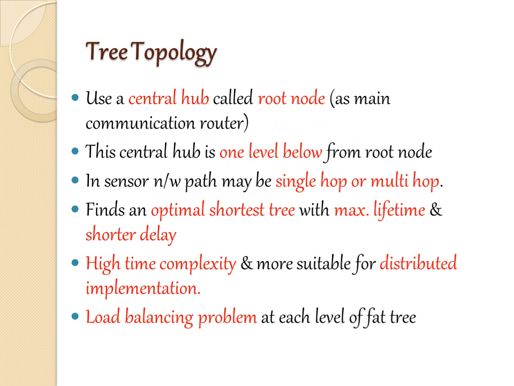Second one is tree topology. Tree topology uses a central hub called the root node as a main communication router, and this central hub is one level below the root node. In a sensor network, the path may be single hop or multi-hop. It finds an optimal shortest tree with maximum lifetime and shorter delay. It has high time complexity and is more suitable for distributed implementation. There is a load balancing problem at each level of the fat tree.